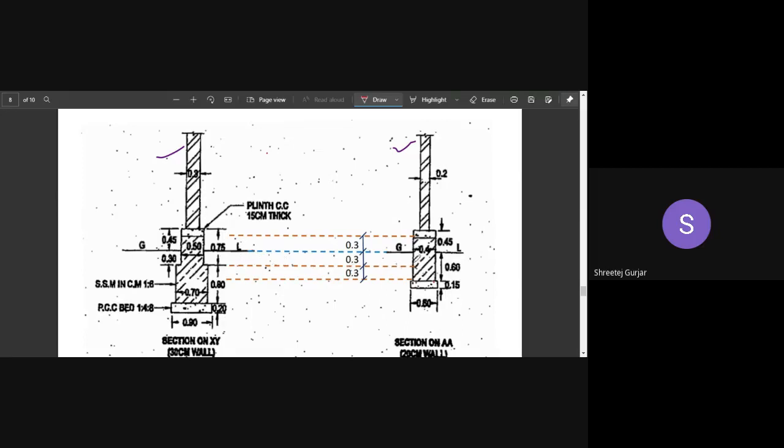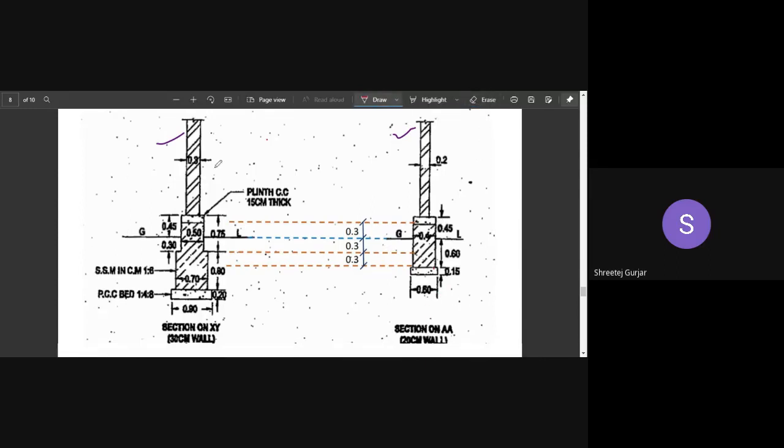So why I have drawn these different levels is because we will be needing them in the calculation later on. These levels we will be requiring later while we calculate the side stone masonry quantities of this section. Okay, so let us go through these sections.